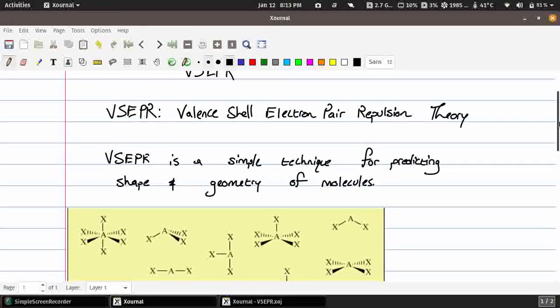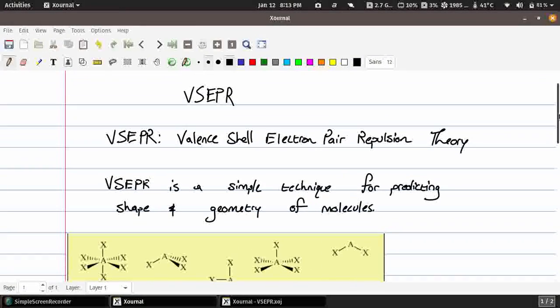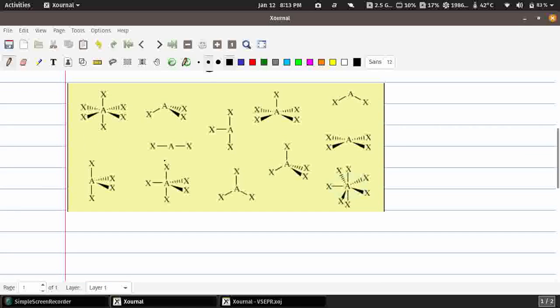Alright, so today we're going to be talking about VSEPR. I've already pre-written the definitions in to kind of save some time. VSEPR stands for valence shell electron pair repulsion, and it is a theory. VSEPR is a simple technique for predicting shape and geometry of molecules. And these are some common shapes that you'll find in 3 dimensions for molecules.